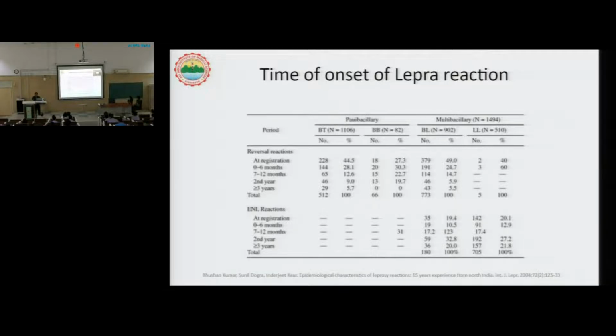Here we can see reversal reaction usually takes place in paucibacillary leprosy compared to multibacillary leprosy. As we go towards lepromatous leprosy, the incidence of reversal reaction decreases, and erythema nodosum leprosum is usually seen in multibacillary leprosy. Reversal reaction usually takes place within 6 months of starting MDT, and erythema nodosum leprosum takes place within 1 year, and it can even prolong in chronic and recurrent cases of erythema nodosum leprosum.